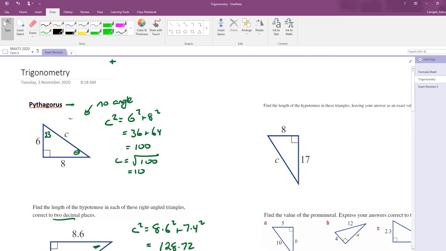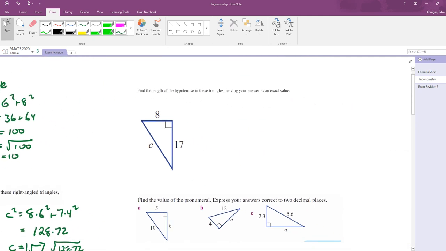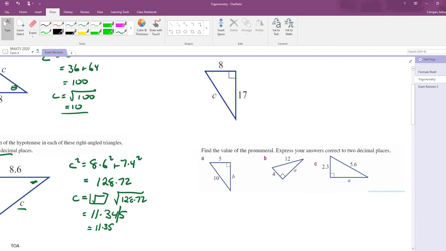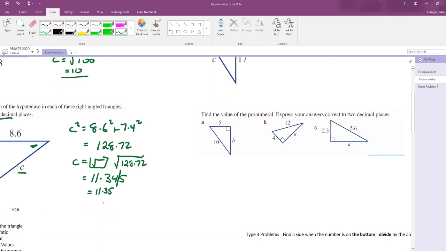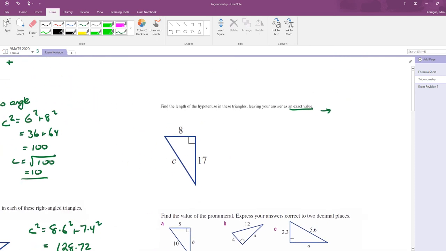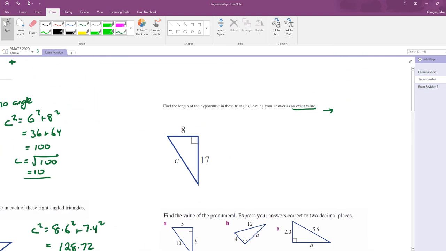Alright, let's have a look at one more. It says find the length of the hypotenuse in these triangles, leaving your answer in exact value. So an exact value is fine. Over here, this 10 was an exact value, so I was able to write down the square root of 100. Over here, this is not an exact value. So unless my answer happens to be the square of a number, I'm going to have to leave it as a surd. That means I am going to leave it in this form.